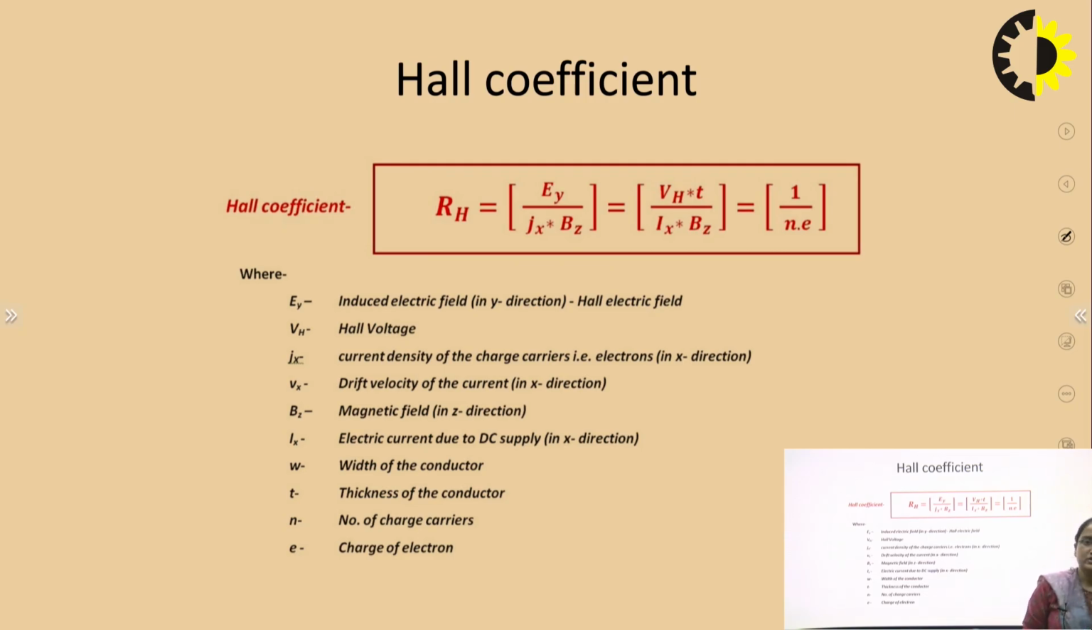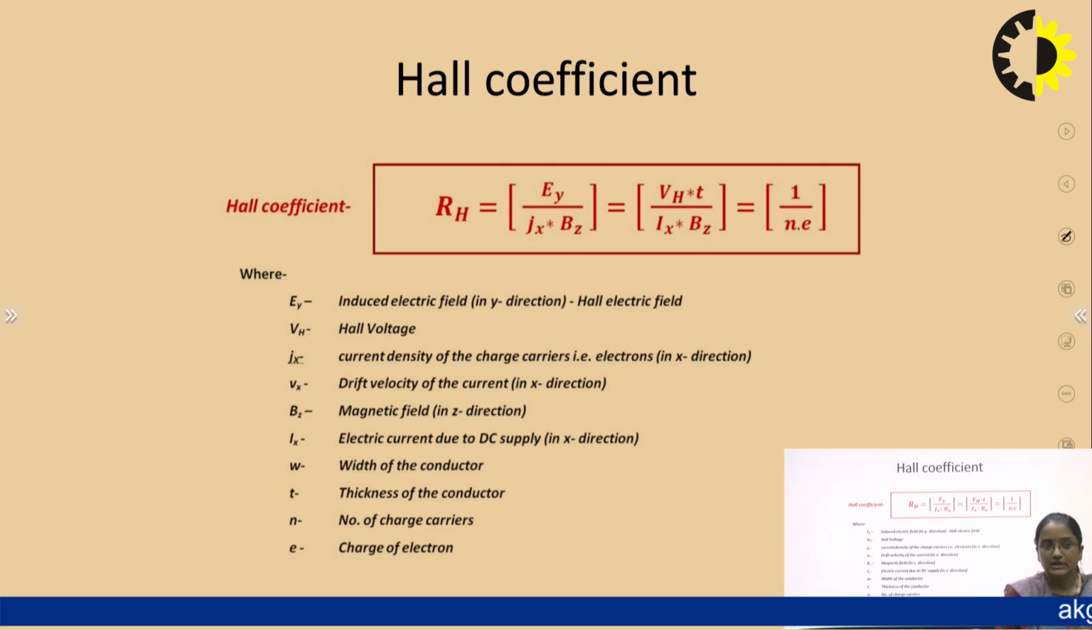Particularly, if it is n-type, then the nature of the charge carriers are electrons. If it is p-type, then the majority charge carriers are the holes. Vx is signifying your drift velocity, particularly in x direction. Bz is the magnetic field in z direction. Ix is the current that is flowing through your semiconductor bar, particularly in x direction. W signifies the width of the conductor.